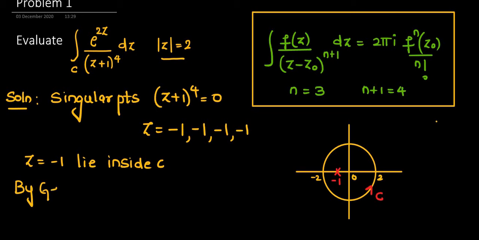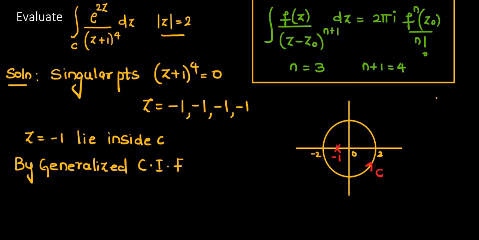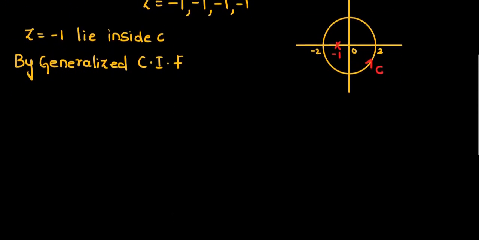By generalized Cauchy integral formula, make sure you have to write the formula. I have put the formula in a box. Now after comparing the formula, we get f of z as e raised to 2z, and our point z naught is nothing but minus 1.